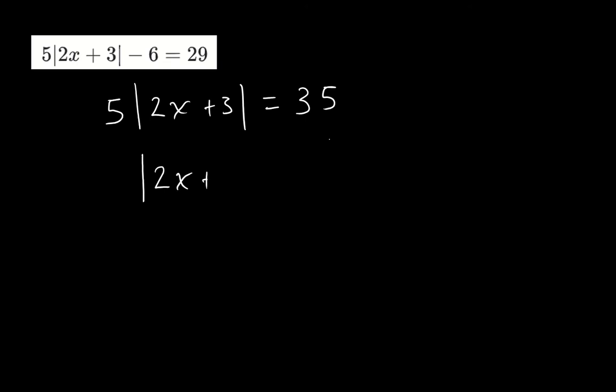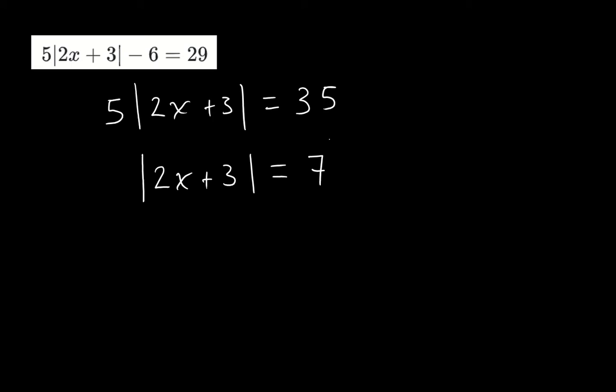So the first thing I would do with both sides of this is to just add 6. So this is going to become 5 times the absolute value of 2x plus 3 will equal 29 plus 6, which should be 35. And now that we've got the 6 added to both sides, the next thing I'm going to do is divide both sides by the number 5. And when I do that, I'm going to get the absolute value of 2x plus 3 equals the number 7.